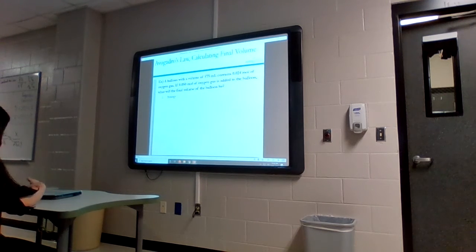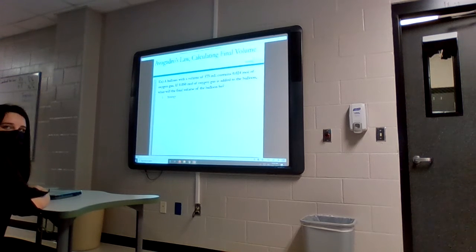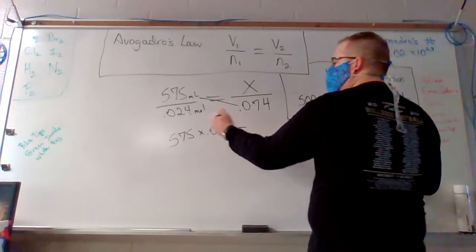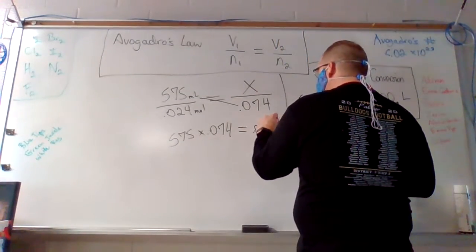So my second mole should be 0.074, because 0.024 plus 0.05 is 0.074. So that's my second moles. And then I'm solving for x, my second volume. That's what they want from me. So again, I'm going to cross multiply. I'm going to multiply these together. 575 times 0.074 is equal to, turn this around here so we can see, it is equal to the other two multiplied together, 0.024 times x.